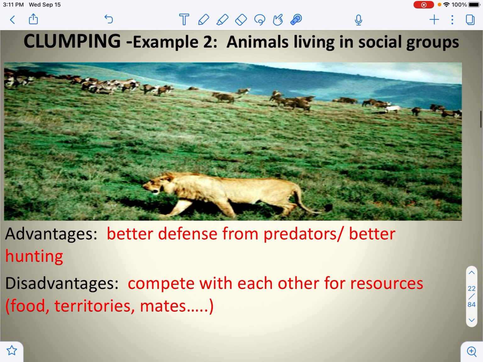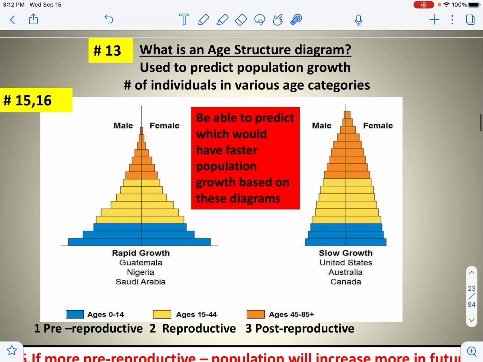Here's some examples for animals that live in social groups, which is clumping, some advantages and disadvantages. And again, obviously, one might outweigh the other. The advantages would have to be better for survival, or weighted heavier in their survival than the disadvantages, for it to evolve. I'm going to assume you guys can read those.